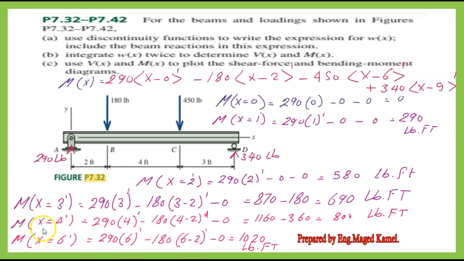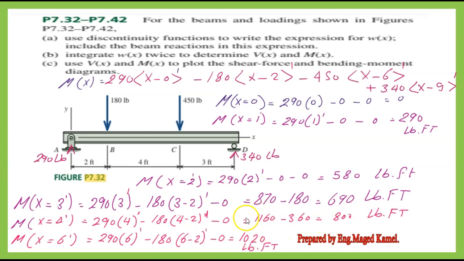We consider x equal to 4, so M of x equal 4 equals 290 by 4 minus 180 multiplied by 4 minus 2 raised to the power of 1 minus 0 equals 290 multiplied by 4 minus 180 multiplied by 2 equals 800 pound foot.